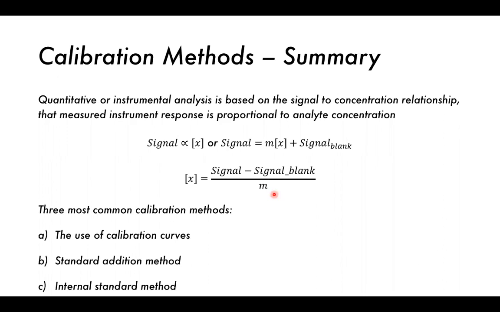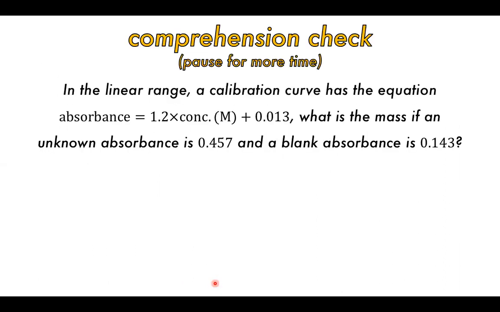And so common calibration methods are the use of calibration curves. We have the standard addition method, and we have the internal standard method. So the calibration curve is generally the simplest way of doing it. The standard addition method is when we're dealing with complicated samples, such as environmental samples. And then the internal standard method is whenever we have differing instrument responses between runs. So that brings us on to our comprehension check.